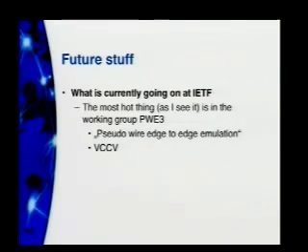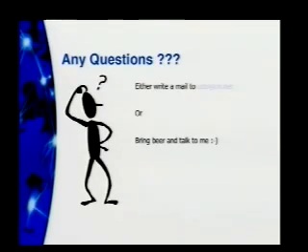And the last slide, the future stuff, which I think is pretty interesting from the IETF side, is inside the working group PWE3. This is the pseudo-wire edge-to-edge emulation, which covers currently point-to-point links, and then the VCCB work, which also covers point-to-multipoint links. This is from the IETF side what I think was the most interesting part.